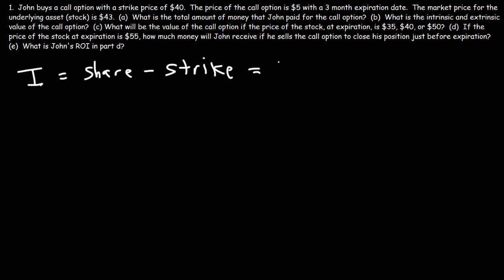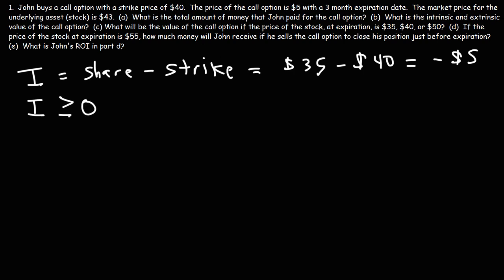The share price is now $35. The strike price remains at 40. So notice that we get a negative number, -5. However, the intrinsic value of a call option is either equal to or greater than 0, which means it can't be negative. So if the share price is less than the strike price at expiration, the intrinsic value is 0. So that's the first part of the answer.